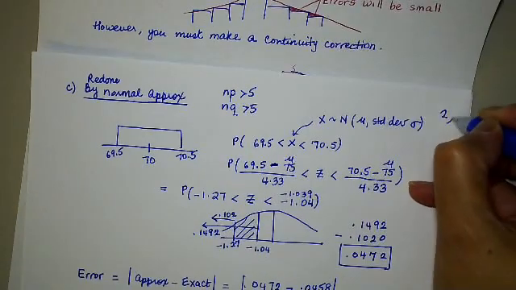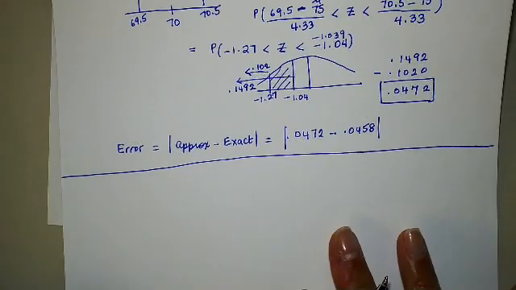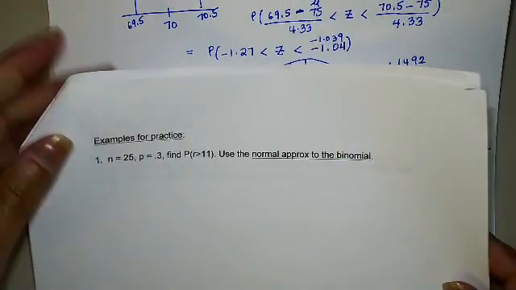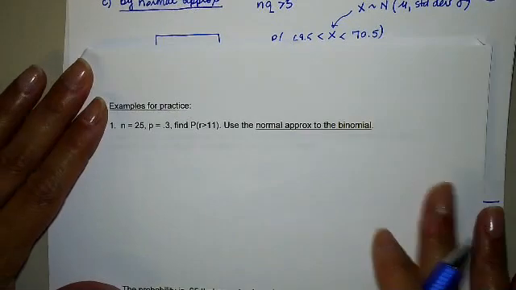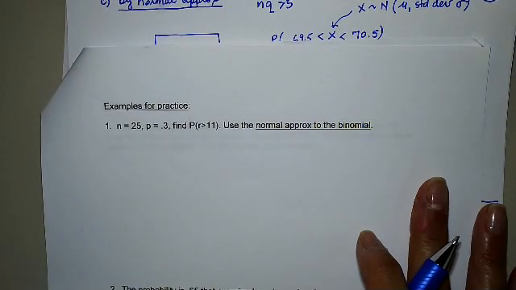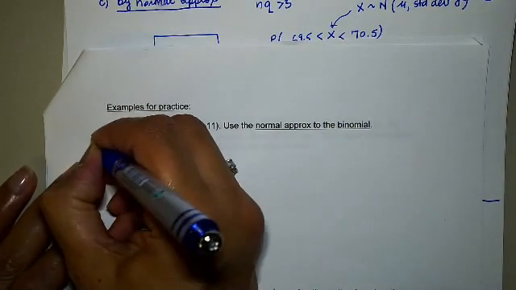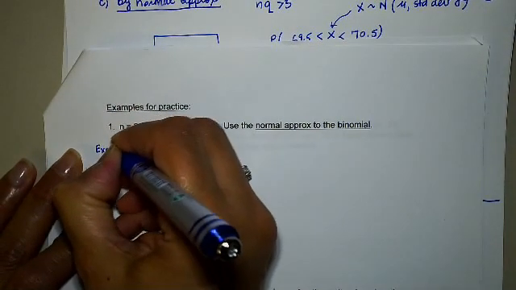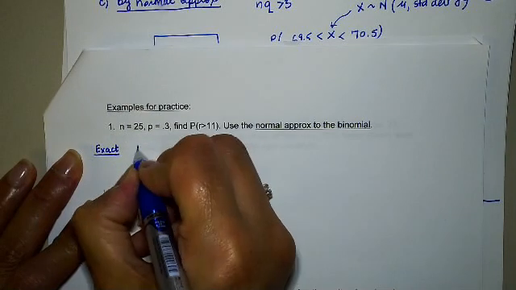Page 3, lecture 7. Let's do some problems. That's it. There's nothing new, guys, past this point. You've seen everything that you're going to see. This is page 2. And then we'll switch over to here. N equals 25, P equals 0.3. Find the probability R greater than 11.